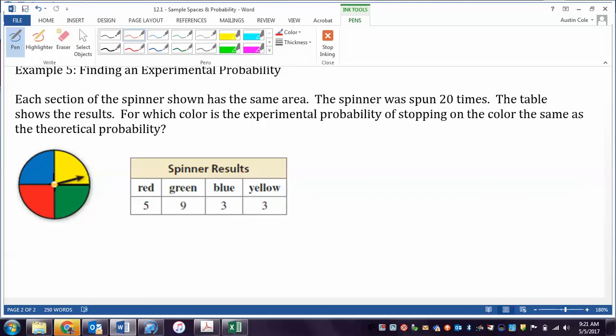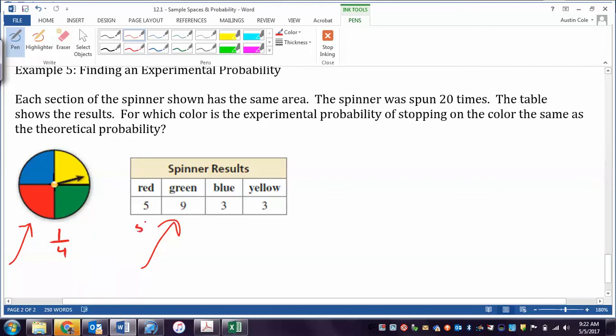Now, theoretically, what's the chances of the spinner landing on each color? 25%, 1/4. All right, so what are the chances of landing on blue? Well, the favorable outcome would be 1 out of a possible 4. So theoretically speaking, everyone's got an equal chance of landing on that color. It says, for which color is the experimental probability of stopping on the color the same as the theoretical probability? So experimental, meaning we ran the experiment 20 times. Which one is the same as theoretical, which is 1/4?